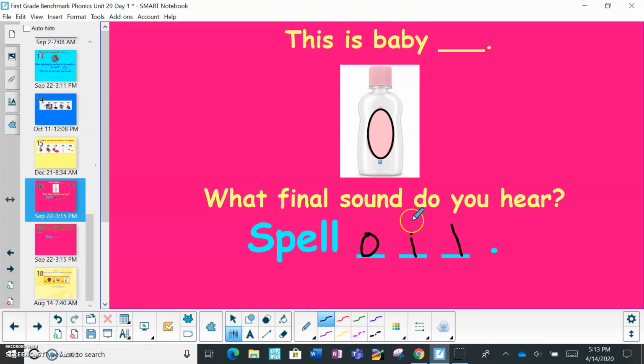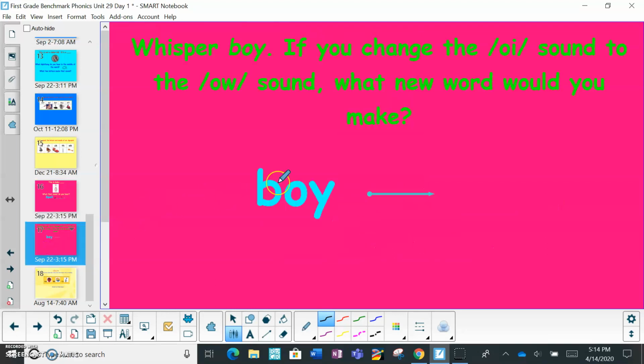All right, our last slide for today, boys and girls, is about the word boy. Say the word boy. If you change the oi sound to ow, like this, so we still have b, and then we have ow, we get the word bow would be our new word that we made.